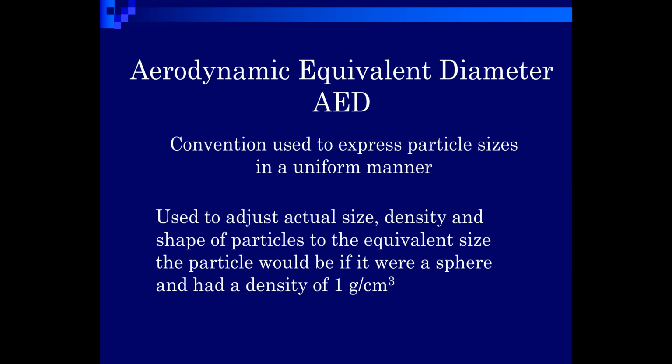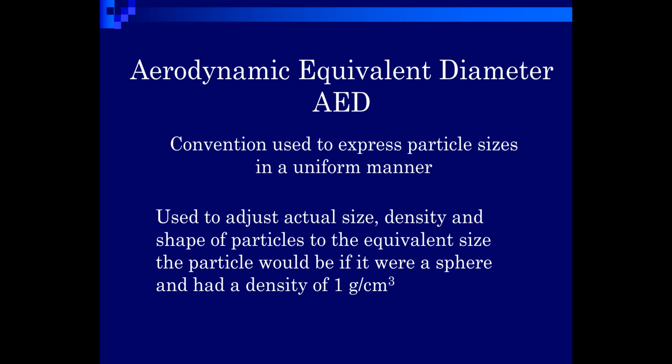So the way that we handle this, the way we try to describe them so that when we talk about a particle of a certain size, we're talking about the way that it behaves, we use the aerodynamic equivalent diameter. It's a convention that we use to try to express the behavior of particles in a uniform manner. Basically, you take the original particle, and you adjust its size and density so that the particle is equivalent to the shape of a sphere and has a density of 1.